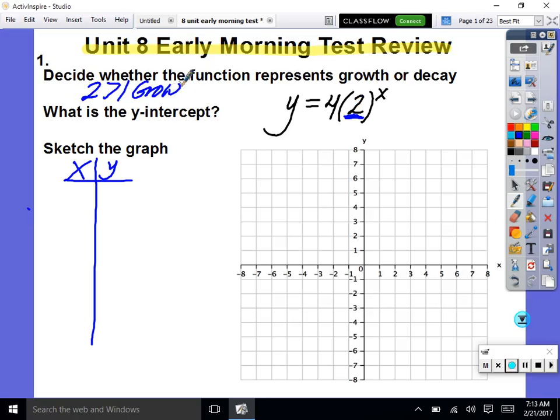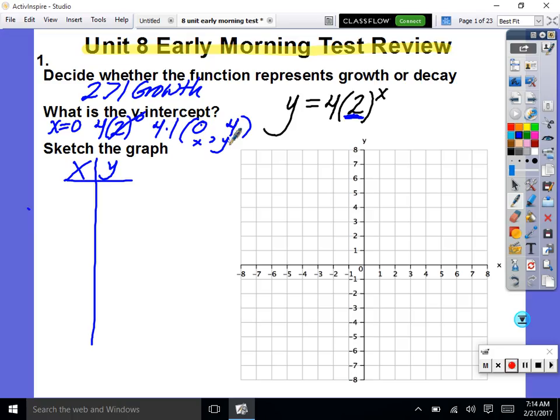Because they ask why. Then what is the y-intercept? The y-intercept is when x equals 0. So I'll plug it in. That'd be, you show your work, 4 times 2 raised to the 0, which is 4 times 1, right? So then we plugged in 0, got out 4. You have to write it as an xy point, x, y. We plugged in 0 for x and got out 4. That's how you write the y-intercept.